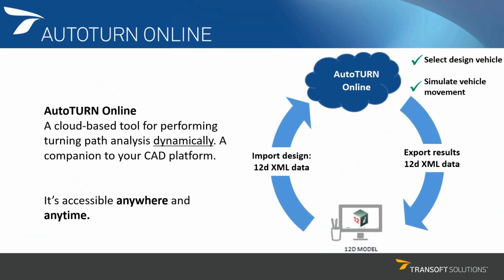We'll see this in a little bit more detail, but essentially it requires you to export your 12D model as a 12D XML file, then import that file into AutoTURN Online, select the design vehicle that you're interested in using, and then export your simulations and bring them into your 12D XML model.